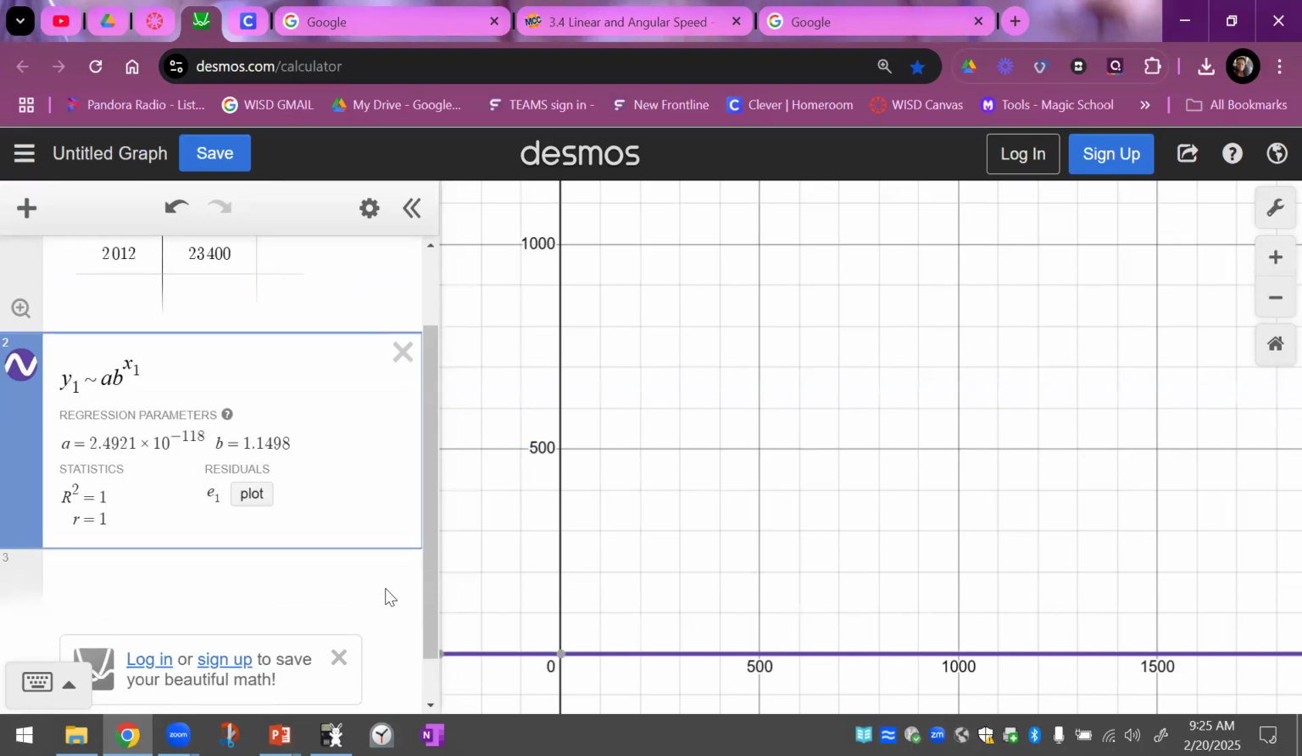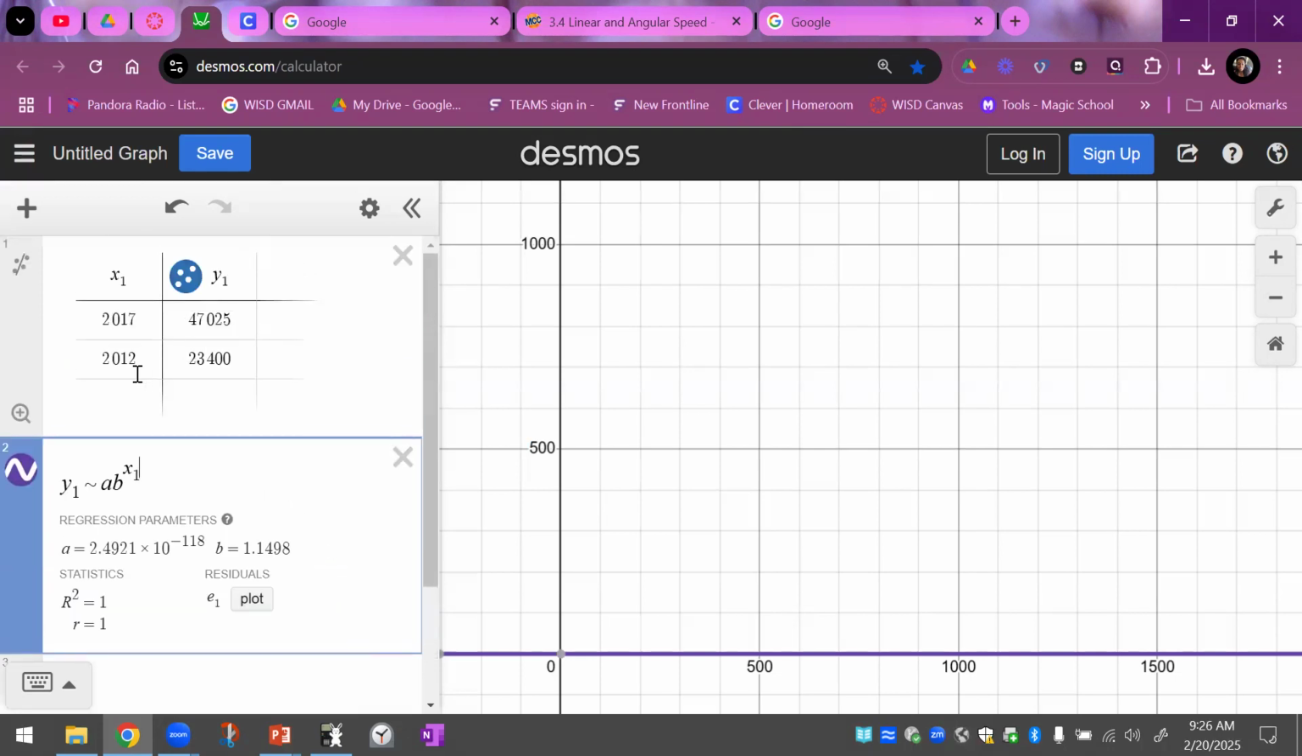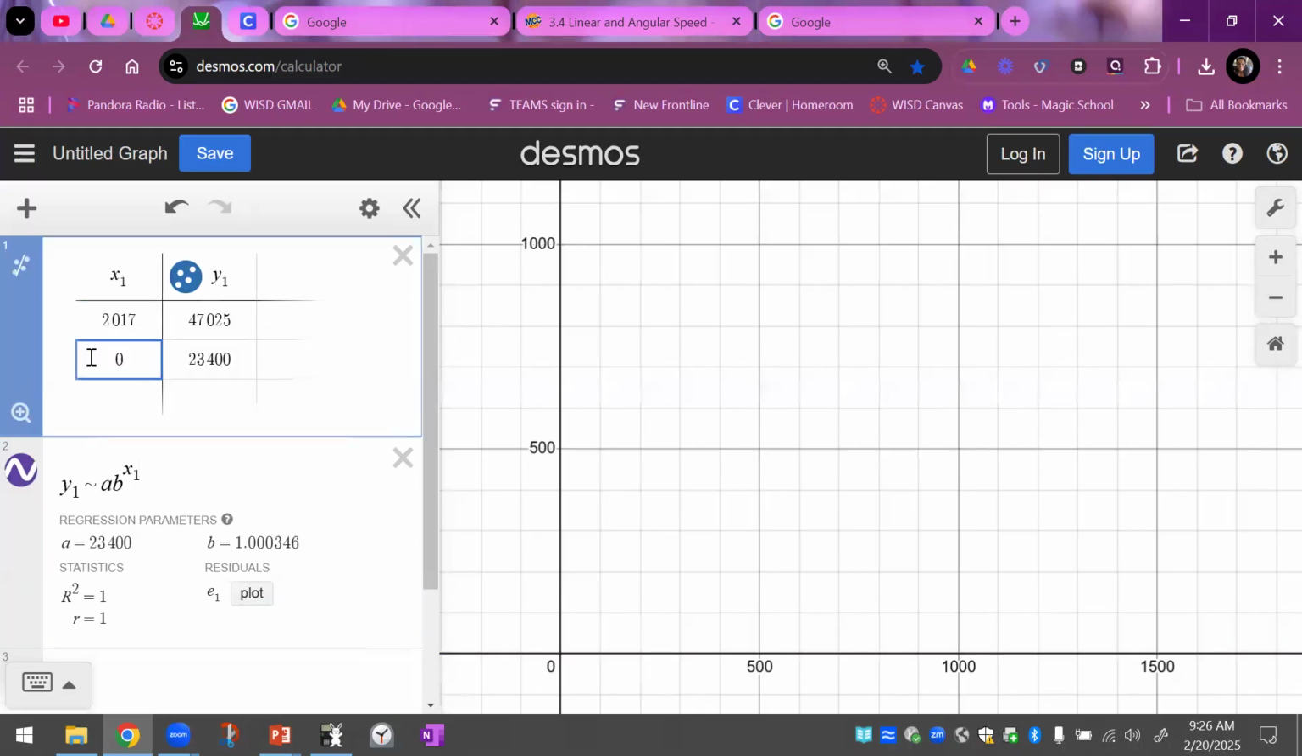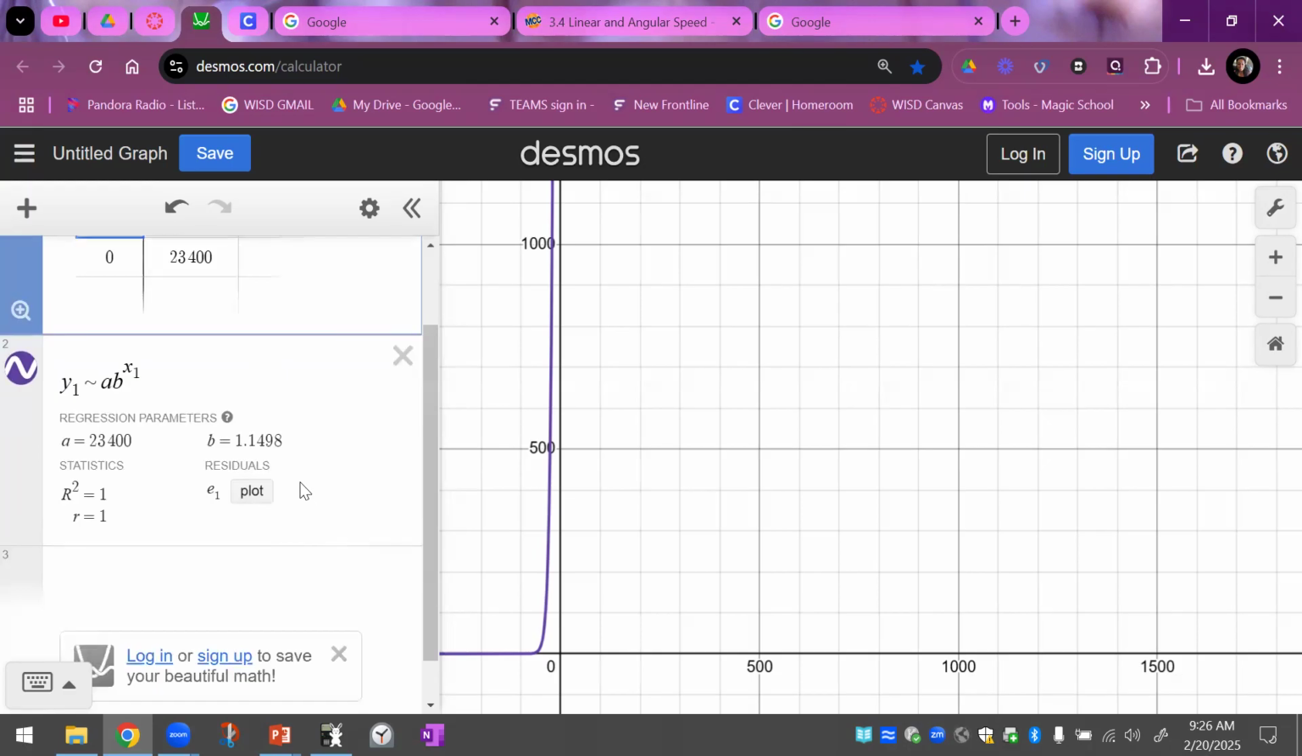Now, it gives us a very, very large a value, which again is an example of why we may want to reduce our what values? Our years, right? So instead of having 2012 and 2017, we're going to make this 0 and we're going to make this 5 because that's the separation. Okay. So it's still a 5-year separation. We're just changing it so that we end up with what kind of numbers? Friendlier numbers. Do we see that? And it auto updates your regression model and everything. So you don't have to change anything.